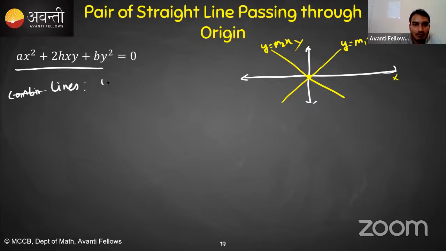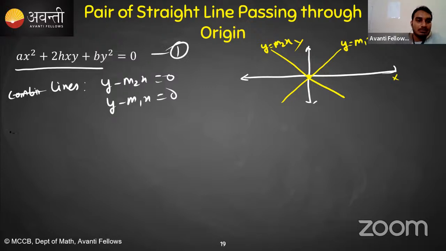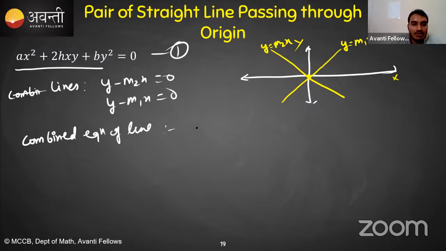The lines are y minus m2x is equal to 0 and y minus m1x is equal to 0. Let's call this equation 1. If I ask you the combined equation of the lines, what comes? The combined equation of the lines is nothing but (y minus m1x) into (y minus m2x) is equal to 0.